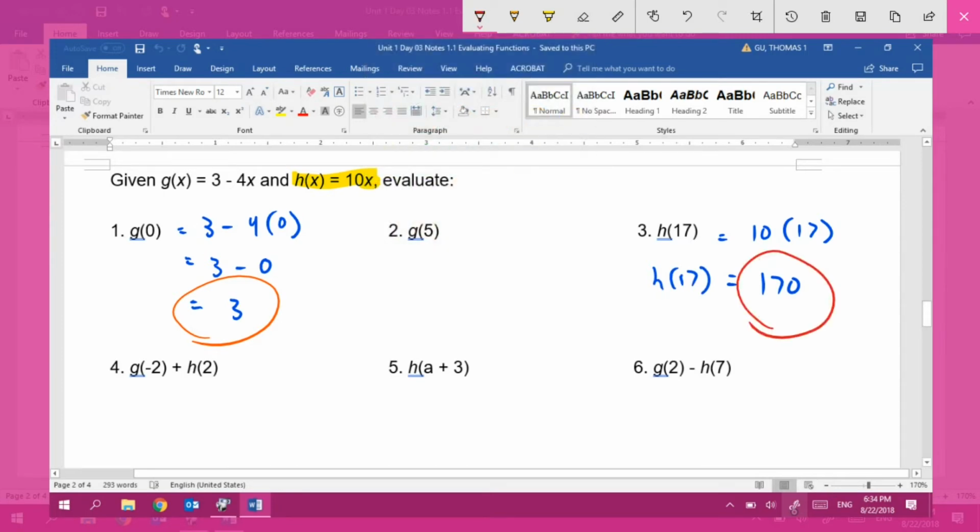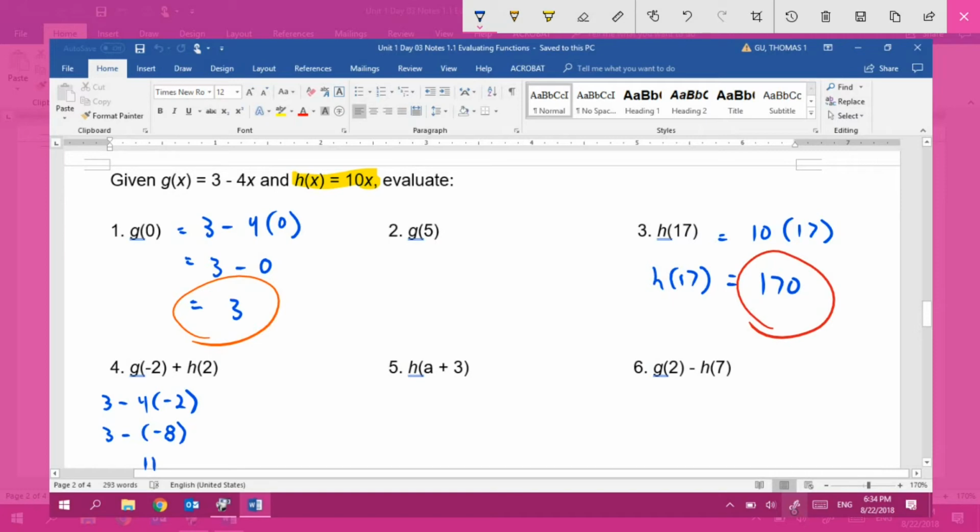Now check out number 5. Whoa, whoa, whoa, whoa. This one has 2 combined in 1. So we're going to take g of negative 2. So we're going to find the answer of g of negative 2. G of negative 2 is going to be 3 minus 4 times negative 2. Let's solve that. What's 4 times negative 2? That is negative 8. So now we've got 3 minus negative 8. If I subtract that negative, it's like I'm adding. That's going to be 11.